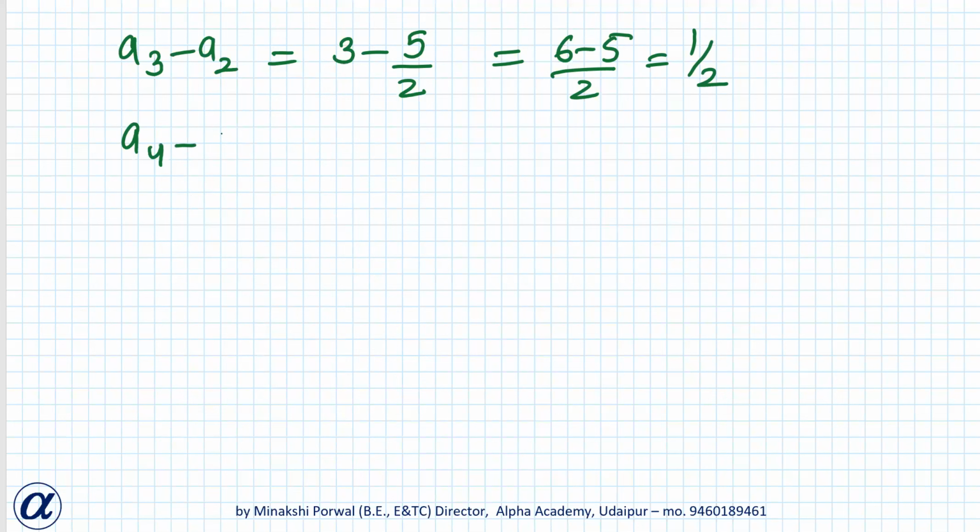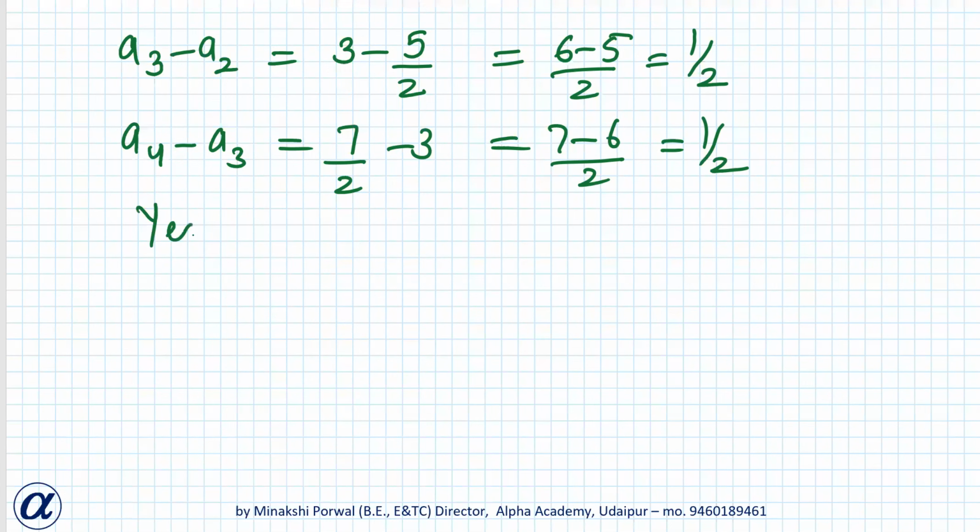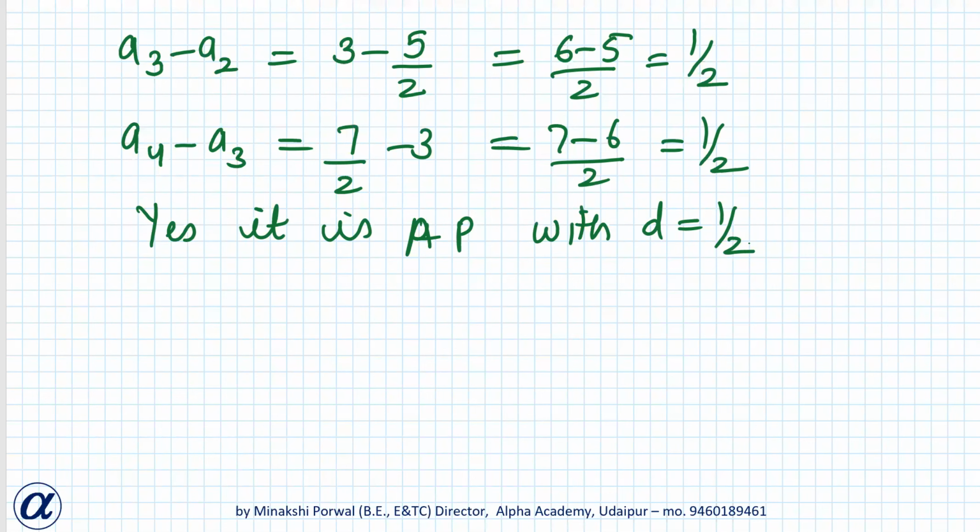Then A4 minus A3, that is 7 by 2 minus 3. So 7 minus 6 by 2, that is also 1 by 2. So yes, it is an AP with D equals to 1 by 2. Now we have to obtain more terms. So A5 will be equal to A4 plus D. So A4 is 7 by 2 plus 1 by 2, that is equal to 4.